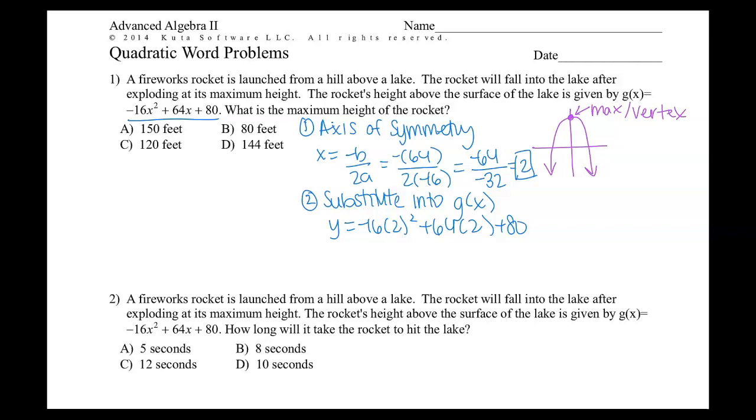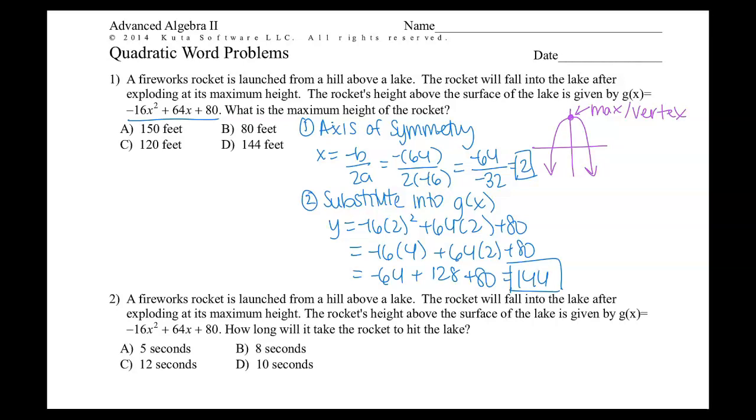Since you have a brain and you can solve this, definitely solve it really quickly. So we're going to have negative 16 times 4 plus 64 times 2 plus 80. Negative 16 times 4 is going to give me negative 64. 64 times 2 is going to give me positive 128, and then I'll add 80. If I combine all of that, 128 plus 80, and we subtract 64, I'm going to get positive 144.